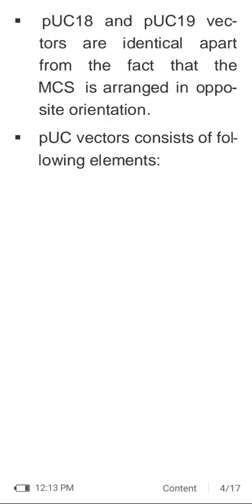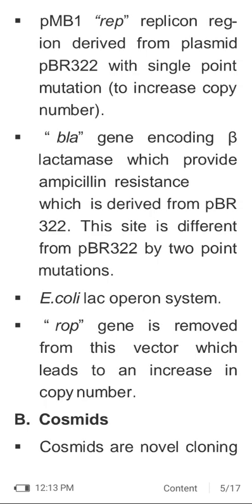Then pUC18 and pUC19 vectors are identical apart from the fact that the MCS is arranged in opposite orientation. Then pUC vectors consist of the following elements: pMB1 replicon region derived from plasmid pBR322 with single point mutation to increase copy number. bla gene encoding beta-lactamase, which provides ampicillin resistance, derived from pBR322. This site is different from pBR322 by 2 point mutations. E. coli lack the lac operon system. Then the rop gene is removed from this vector, which leads to an increase in copy number.